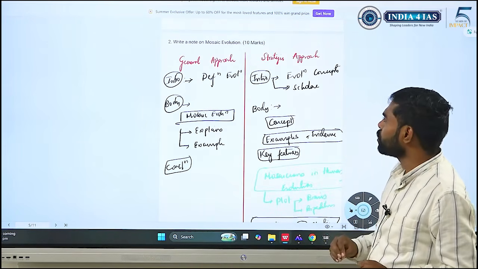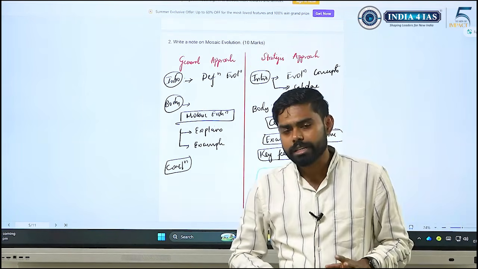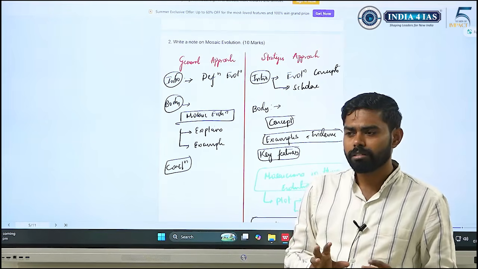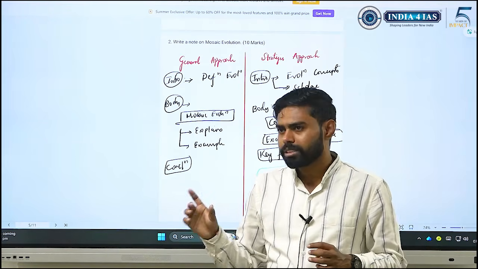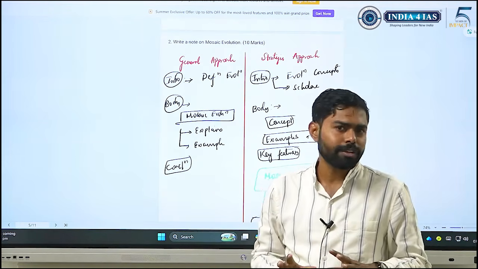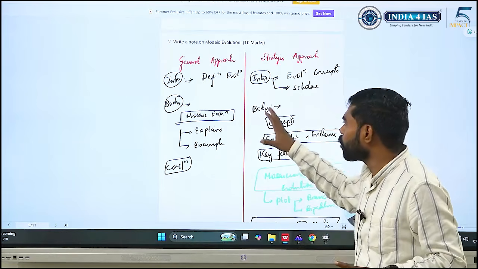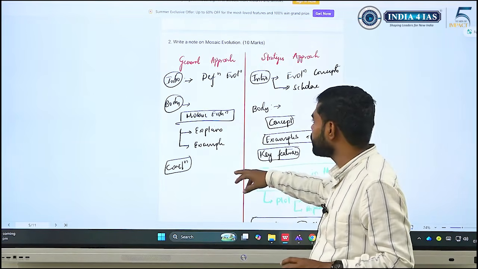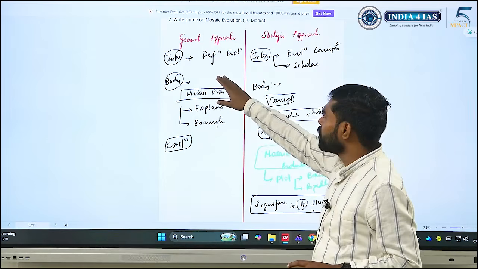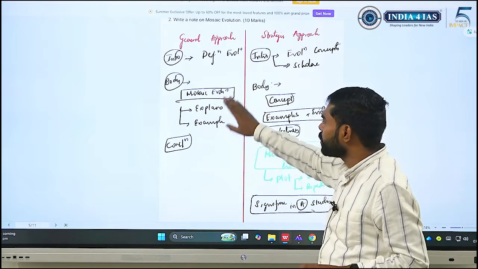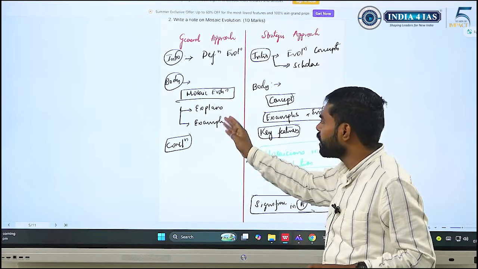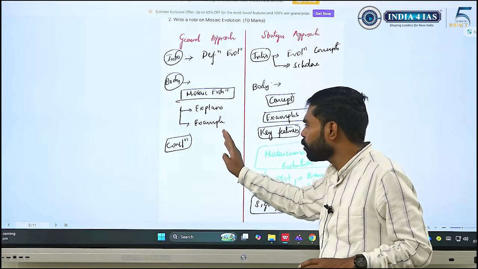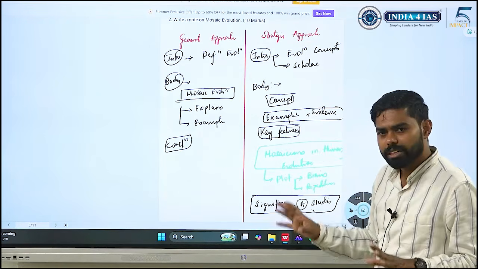And we have the second question, write a note on mosaic evolution. Yes, there is a general syllabus topic where you have some concepts of evolution. You can use the same template for all the concepts like adaptive radiation, Dollo's rule, Cope's rule, etc. What the general approach would be: define that concept and explain it, give some examples, link it to human evolution and then conclude. So this is the general approach.